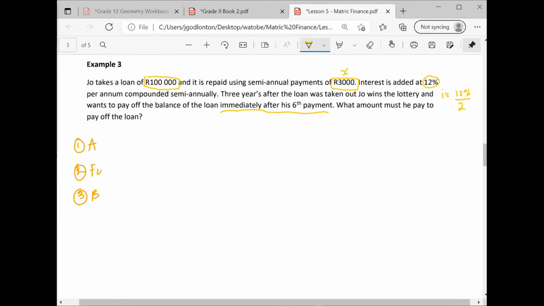3 years after the loan was taken out, Joe wins the lottery and wants to pay off the balance immediately after the 6th payment, which means it's not sitting in the account for a month. And the 6th payment is telling us our N value. So from here, we're just going to put it into our formulas. First part, A, is 100,000, 1 plus 12% over 2 to the power of N, which is 6. And I got 141,851.9112.